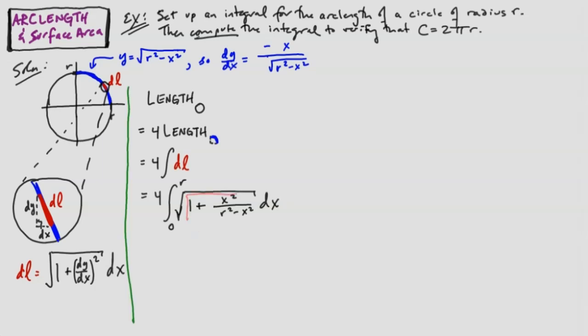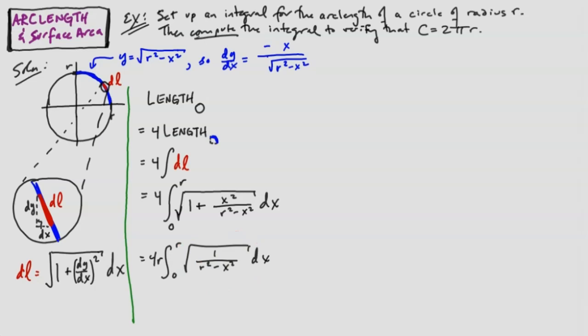You should quickly realize that the stuff under the radical here simplifies very nicely. If you put everything over a common denominator, you end up with r squared minus x squared downstairs, of course, but upstairs you will get plain old r squared. Oh, well, that's good. We've got a factor of r squared under the radical, which means I could pull that through and it'll just become r. In fact, I can pull the r through the integral, and I'll end up with 4r, because remember, r is just a constant. It's the radius of this circle. 4r times the integral of the square root of 1 over the quantity r squared minus x squared, as x runs from 0 to r.